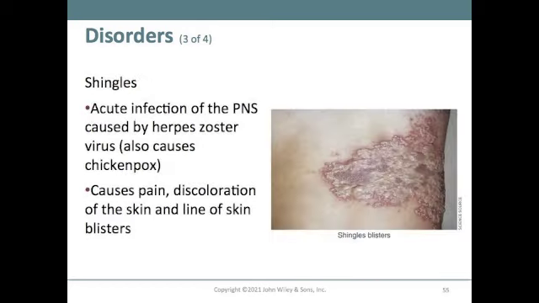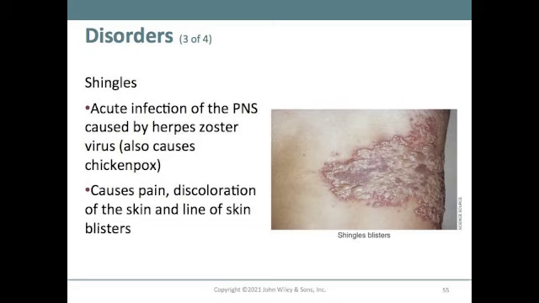So another disorder with the nerves is shingles. This is actually caused by the herpes zoster virus, which it says right here. This is an acute affection of the peripheral nervous system caused by herpes zoster, chickenpox. So this causes pain, discoloration of the skin, and a line of skin blisters. So if you've had chickenpox, later in life the shingles may pop up.